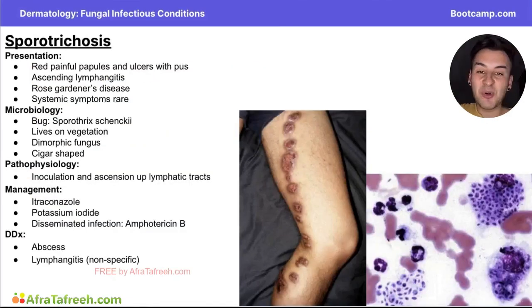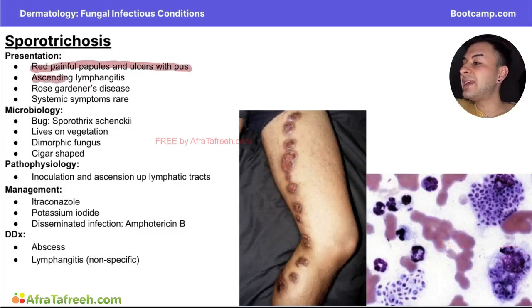Next, let's talk about sporotrichosis, which is commonly known as rose gardener's disease. So I'm going to highlight everything in red so it reminds you of roses. And this is going to present as red, painful nodules and ulcers with pus. Also, it's going to be associated with something called ascending lymphangitis, which is pretty high yield here, guys.